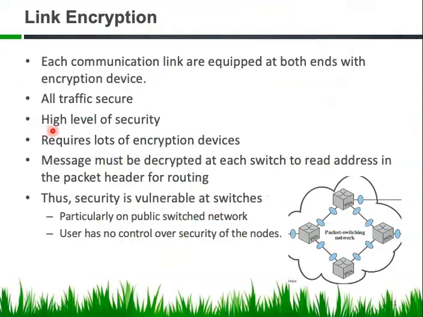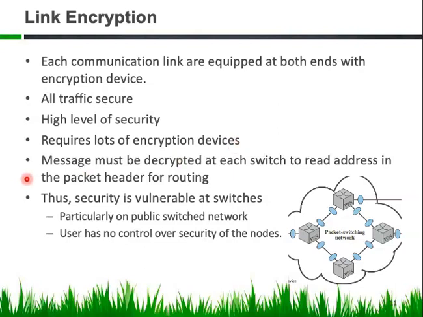With link encryption, each vulnerable communication link is equipped on both ends with an encryption device. Each communication link, which is the line here to each of the routers, is equipped at both ends with an encryption device. This means that all traffic over all communication links is secured. Although this requires a lot of encryption devices in a large network, it provides a high level of security. As I said, it requires lots of encryption devices.